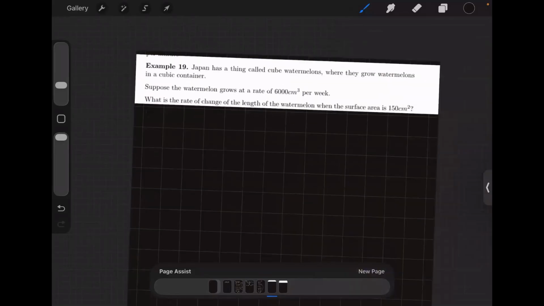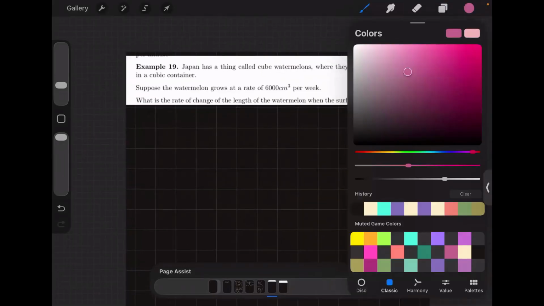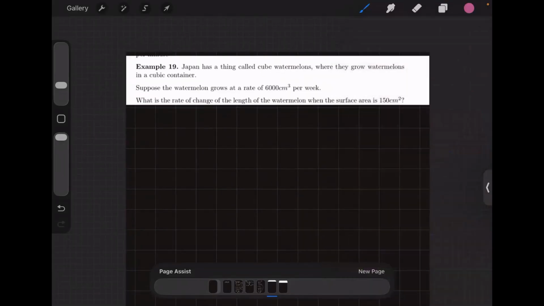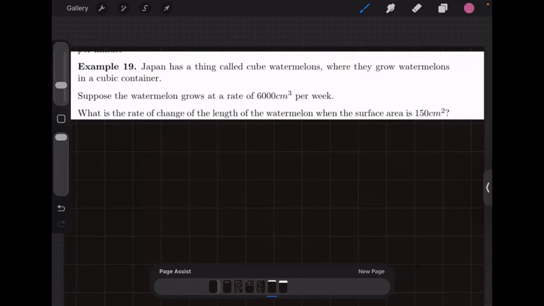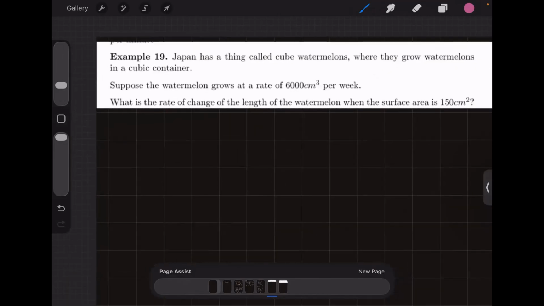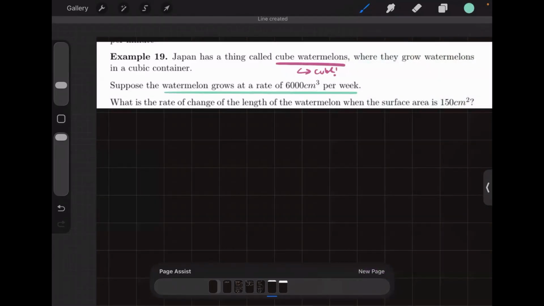Okay, so let's take a look at this problem. The hardest part about these problems is figuring out what you're trying to do, what the equations are. First, we know that the watermelon is a cube. And second, we know that the watermelon grows at this rate.